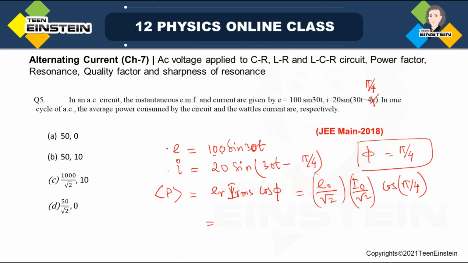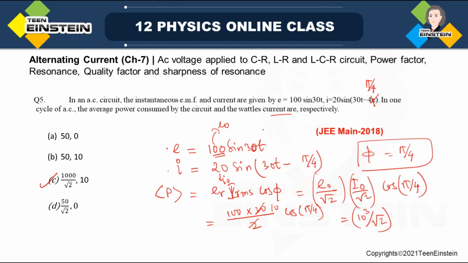So see here, E0 is this one and I0 is this particular number. So you can write 100 into 20 by root 2 will give you 2. So this will be this, and cos of pi by 4. Cos means cosine. So 10 to the power 3, cosine pi by 4 means 1 by root 2. So this is the average power. You see, I have got the answer partially.